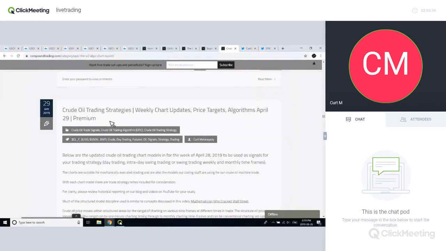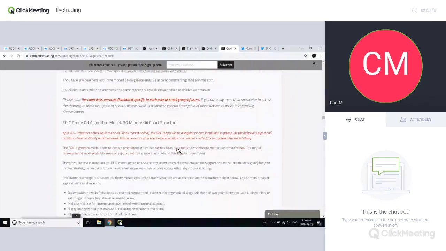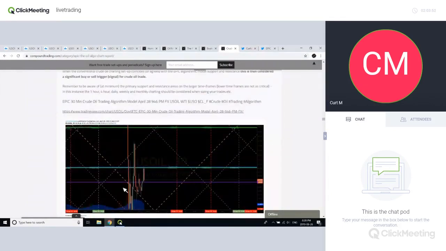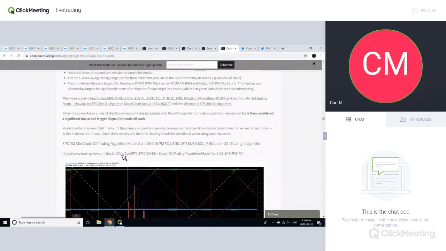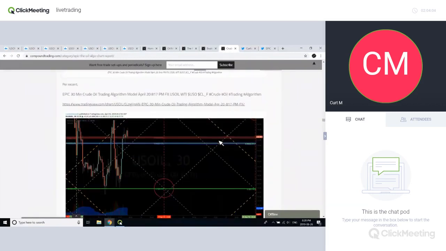Here's the one from April 29th, Crude Oil Trading Strategies. This is a weekly report for our members. It explains what this is and how it works. It explains the rule set, so these are the rules for execution on this particular model, depending on where trade is in the model. And then there's a link to the model, and as trade moves through the model, it helps traders execute.